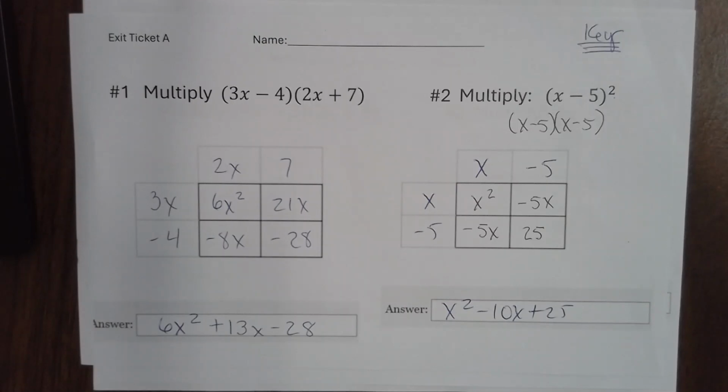The mistake I saw here was people made this a negative 25, but a negative times a negative is actually a positive. Any question on exit ticket A? Any question on exit ticket A?